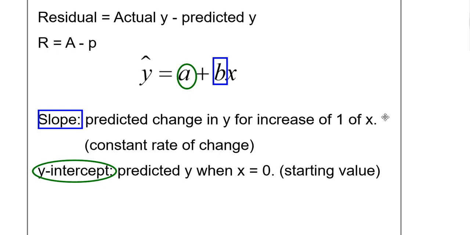And lastly, we always talk about interpretations. When we're talking about the slope, that's the predicted change in our output, our response variable, for an increase of 1 in the explanatory variable, whatever that would be. And our y-intercept is always our predicted output, our response variable, when our input, our explanatory variable x, is 0. We also talked about it as the starting value in Algebra 1.